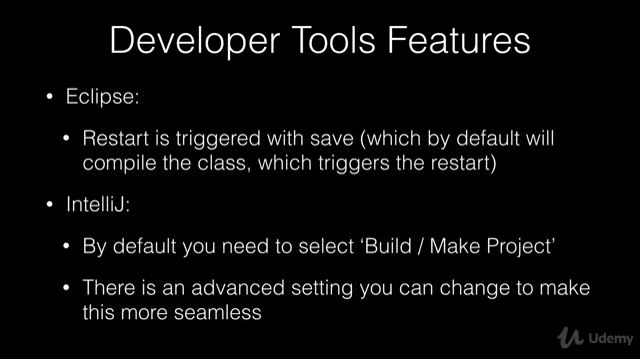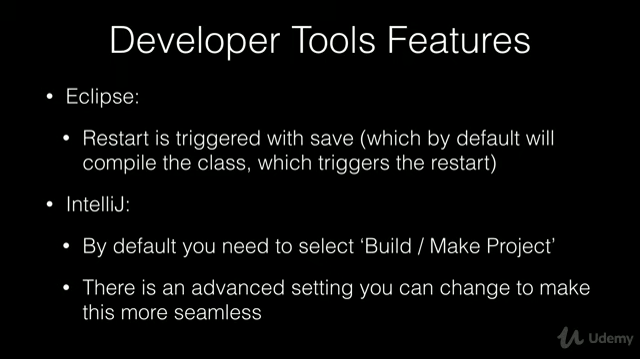Now, the way this is going to work in Eclipse is it's going to get triggered with a save action. And in Eclipse, by default, it's going to compile the class. And when that class object changes, that's what triggers the restart in the developer tools. Now, in IntelliJ, by default, you're going to have to do a build: go to the menu Build and Make Project, and that's what's going to trigger it.